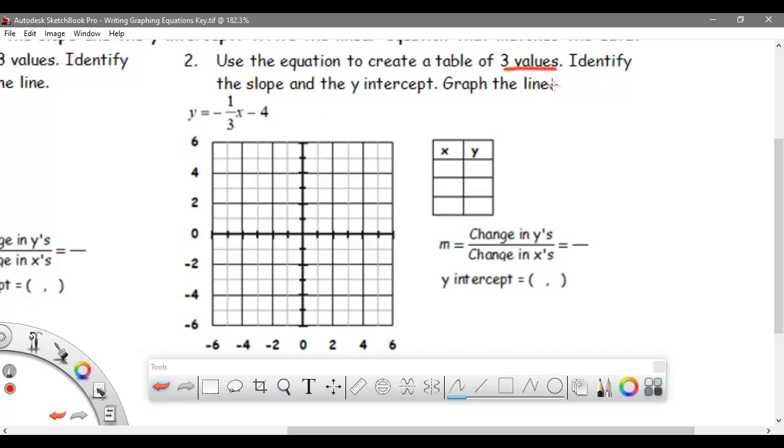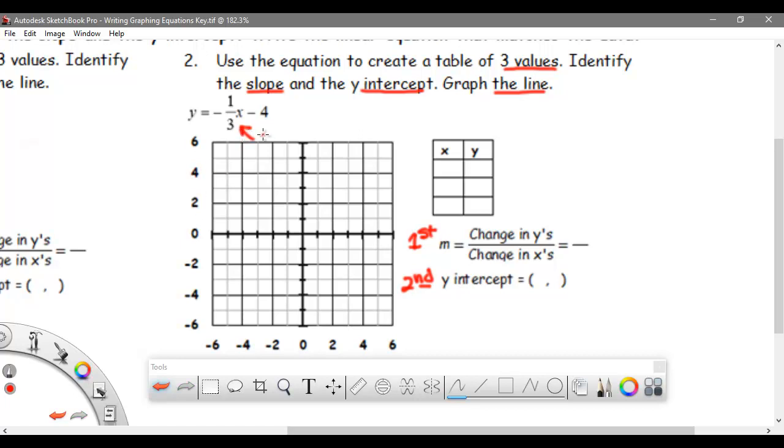In problem number 2, it says that we're supposed to use the equation that's given to write a table of 3 values, identify the slope, the y-intercept, and then also graph the line. Now if you look at the equation that we have, it's in slope-intercept form. And I think the first thing we want to do is identify the slope, try to find out our y-intercept, and maybe just start from there.